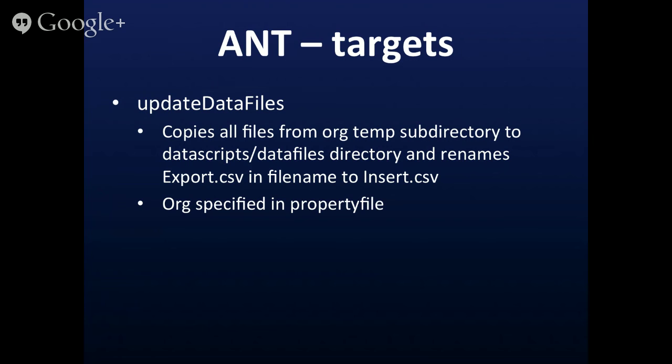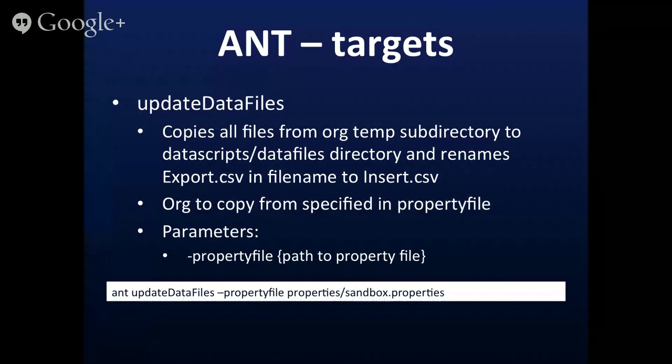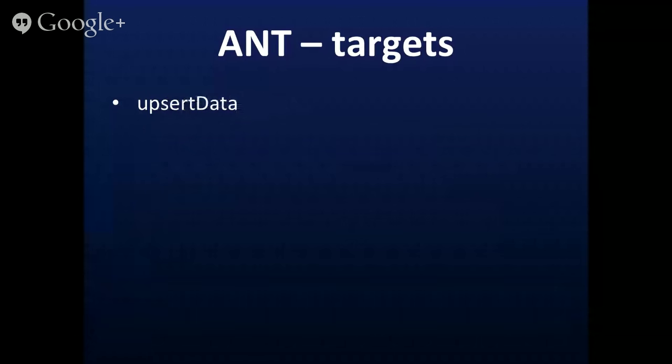So my update targets always run out of that data scripts data files directory. I created this little utility target just to copy everything over there. You specify the property file and that's where it knows to copy from, and it'll always copy them up into data scripts data files. So it's a very simple target, like the other ones.